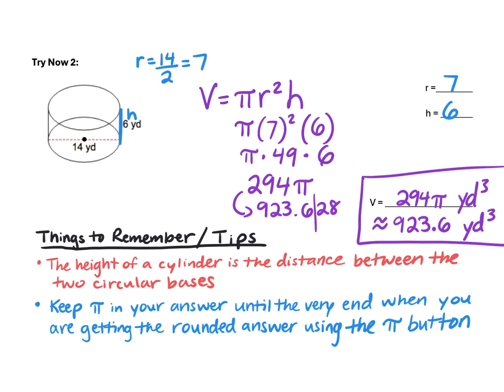Here is your solution. The radius of the cylinder is 7 and the height is 6. So I plugged those numbers into my volume equation. 7 squared times 6 ends up being 294 pi. And then the approximate value is 923.6. So that concludes lesson 10.5, day 2.